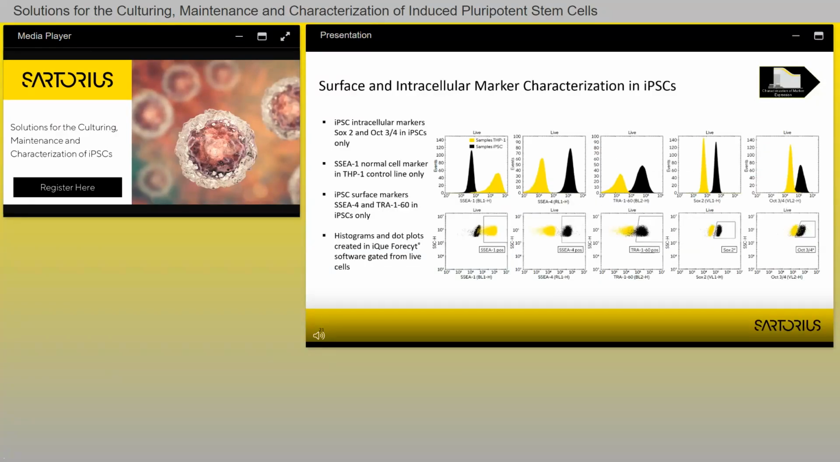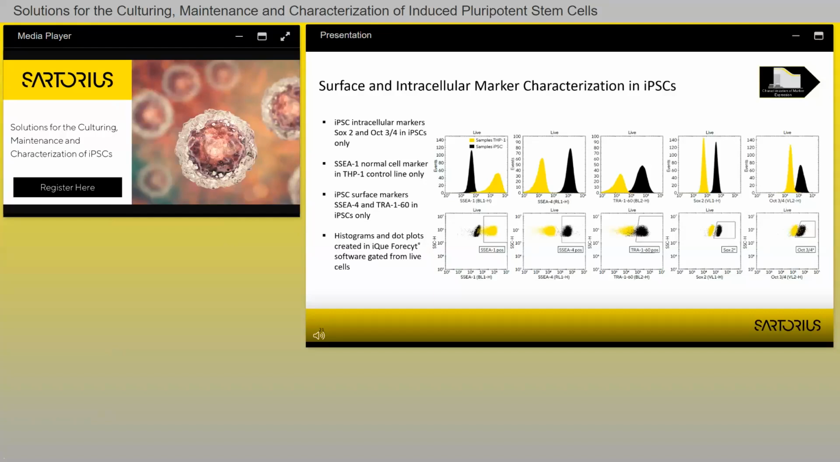On this slide, we can see the data that we gathered using the iQue to measure surface and intracellular marker expression in our iPSCs. We have some histograms on the top row and some dot plots on the bottom row. These 2 ways of presenting the data are derived directly from the Foresight software that you would use with the iQue. In yellow we have THP1s, which are a normal cell control, and then in black, we have iPSCs that we've been growing for this experiment.